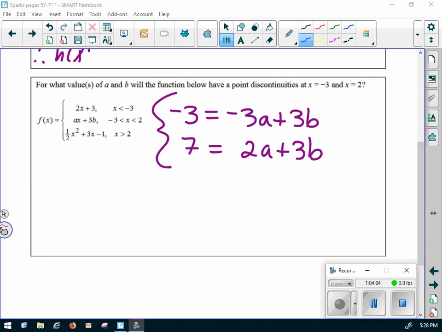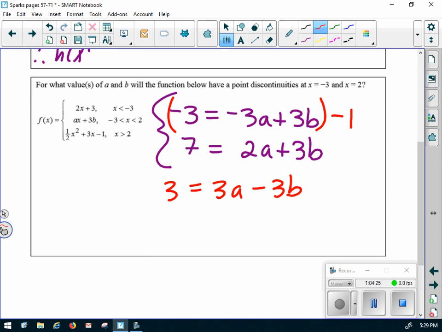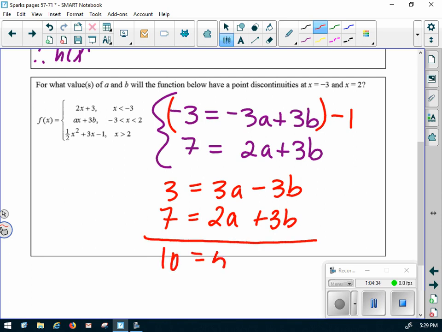I stopped and erased for a minute. Now, let me see here. I think I'm going to use elimination. What if I multiply this equation by -1? Then I'll have, whoops, I won't have that, will I? 3 equals 3a minus 3b. The other equation I did not touch, 7 equals 2a plus 3b. Add them up. 10 equals 5a. Woohoo! a equals 2.